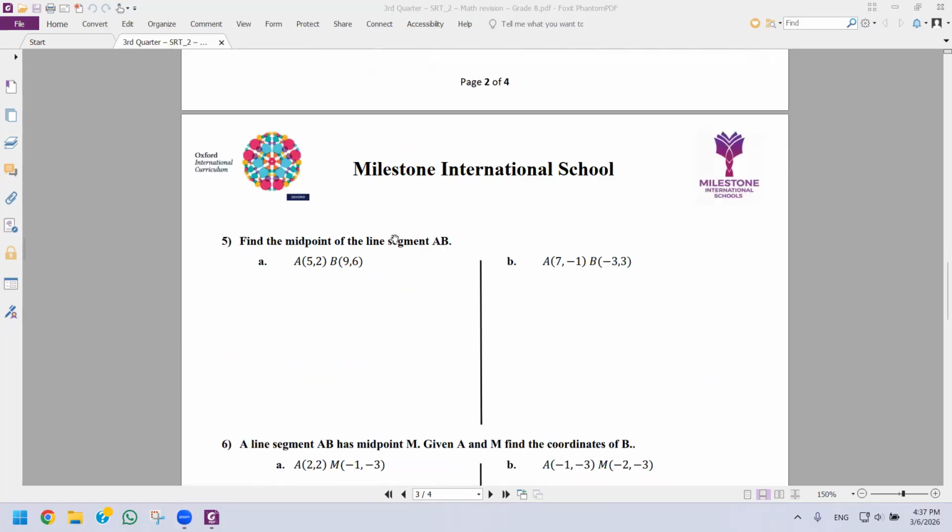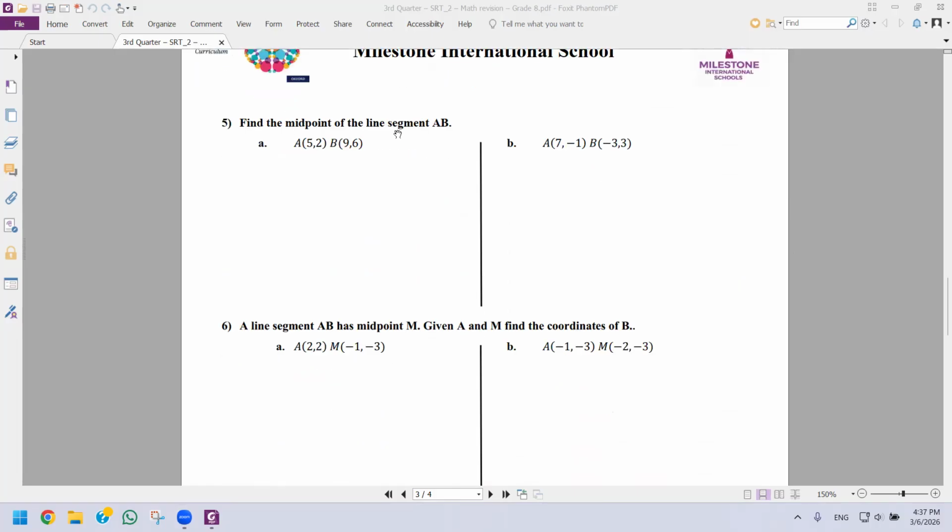Okay, next. Find the midpoint of the line segment AB. So midpoint has a formula. What is it? Let me write it once up. Midpoint has x and y value as well. We do (x1 plus x2) over 2, and then (y1 plus y2) over 2. So I add the x values and then I add the y values, then divide by 2.